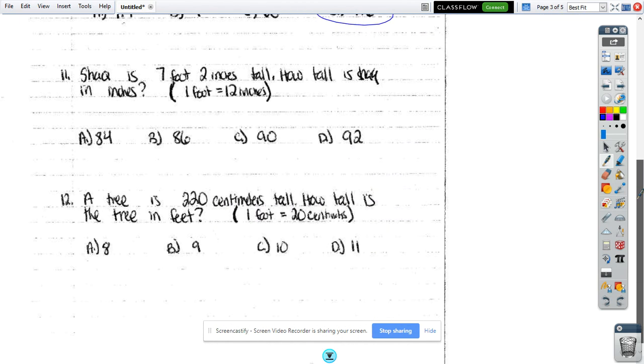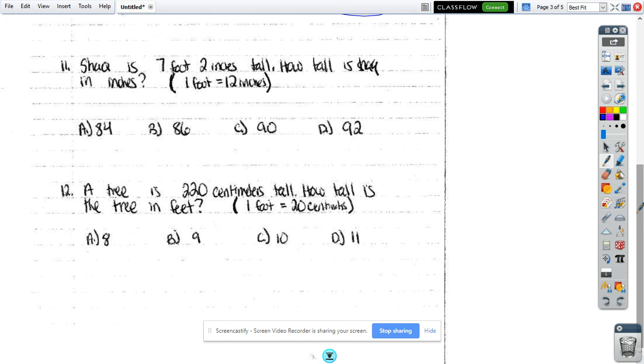Next problem, number 11. Shaq is 7 foot 2 inches tall. How tall is he in inches? And it says that 1 foot is equal to 12 inches. Well, this is pretty easy. We just need to figure out how many inches are in 7 feet, and then we have 2 extra inches. So 5 times 12 is 60, 6 times 12 is 72, 7 times 12 is 84. Plus 2 extra inches, and so that's going to be 86 inches tall.